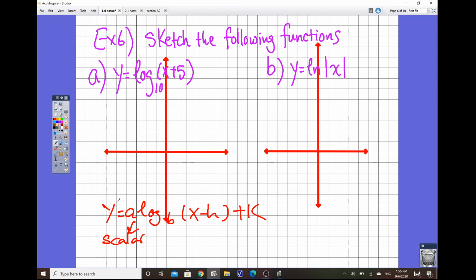Another thing we need to notice is that if a is negative, the graph is going to be reflected over the x-axis. So let's say a is less than 0. It's a reflection over the x-axis.